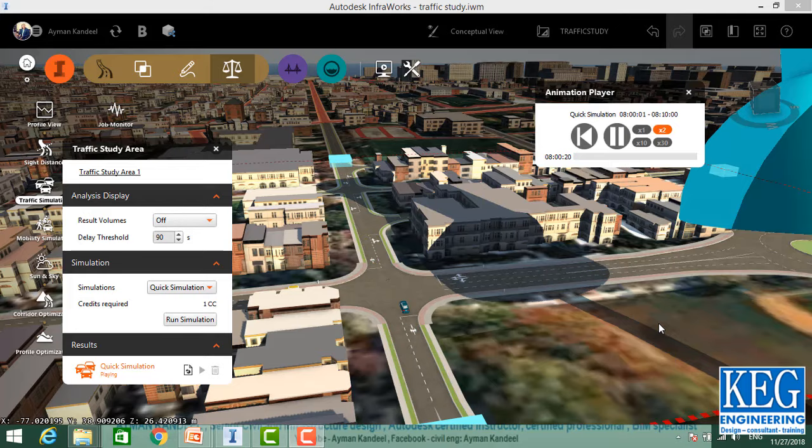Traffic study in Infraworks is one of the most important features added in Infraworks. In order to understand the features of traffic study in Infraworks, first we need to remember the traffic terminology and the main terminology of study. Okay, let's go for the basics of traffic simulation. What is the terminology and what is the meaning of traffic study?